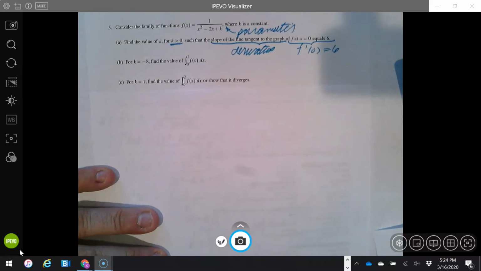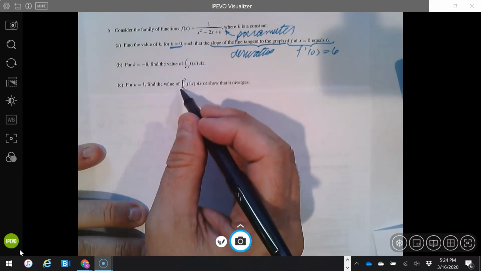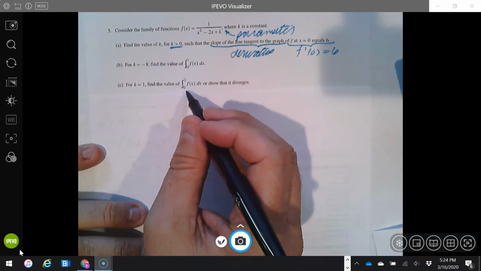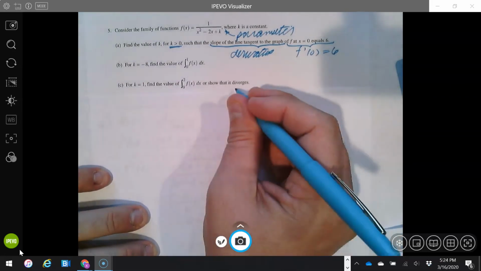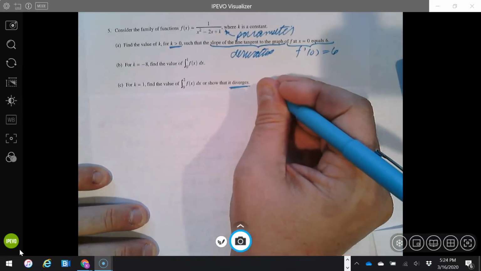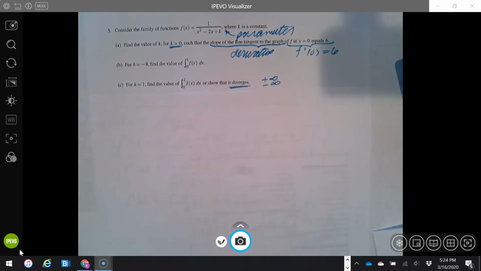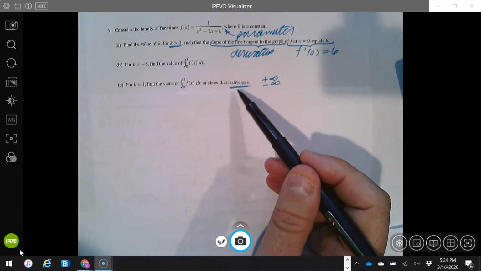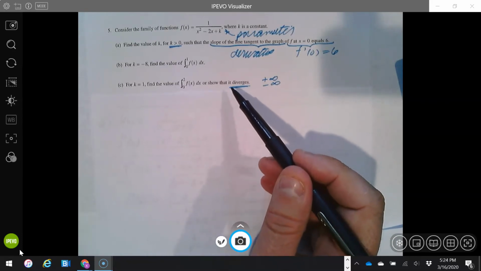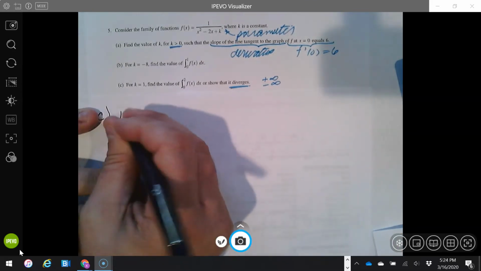Okay. For part C, we're told for k equals 1, find the value of the integral from 0 to 2 of f of x, or show that it diverges. Okay, that diverges would mean that my integral has a value of positive infinity or negative infinity, or it's bouncing all over the place. That guy right there makes me start to think, be careful, this could be an improper integral. Well, let's see what's going on.